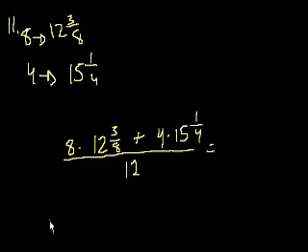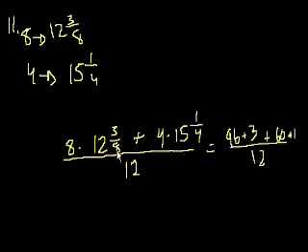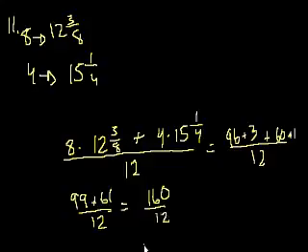So this is equal to, let's see, what's 8 times 12? 8 times 12 is 96. And what's 8 times 3/8? It's 3, so 96 plus 3, right? You could view 12 and 3/8 as 12 plus 3/8, so I kind of just did a distributive property there. You could turn this into an improper fraction if that's easier. And then plus, what's 4 times 15? It's 60, right? And then 4 times 1/4 is 1. All of that over 12. And so we have 99 plus 61, all of that over 12, which is equal to 160 over 12.